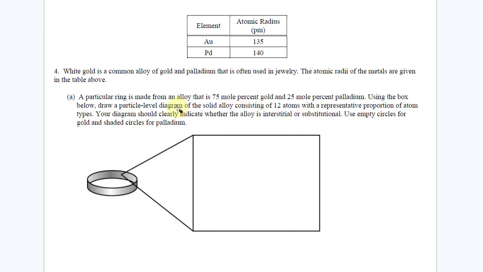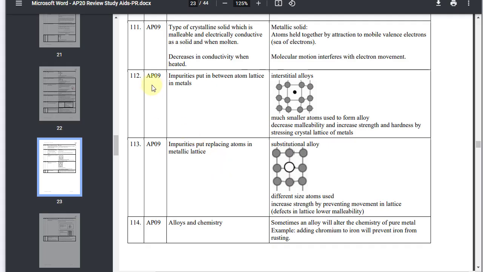The first is that this is a solid, so we'd expect the atoms to be arranged in a regular rather than a random liquid manner. The second thing is this term interstitial and substitutional. Well, back to my flashcards. Here in AP09, I show the difference between interstitial alloys and substitutional alloys, cards 112 and 113. There are 44 pages in these outlines. There's quite a few little tips, but it's an entire course all by itself.